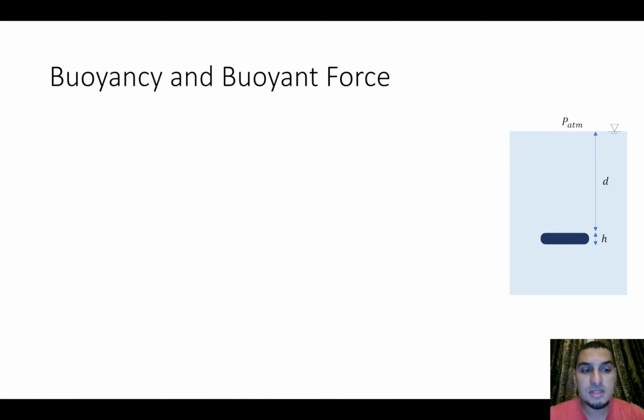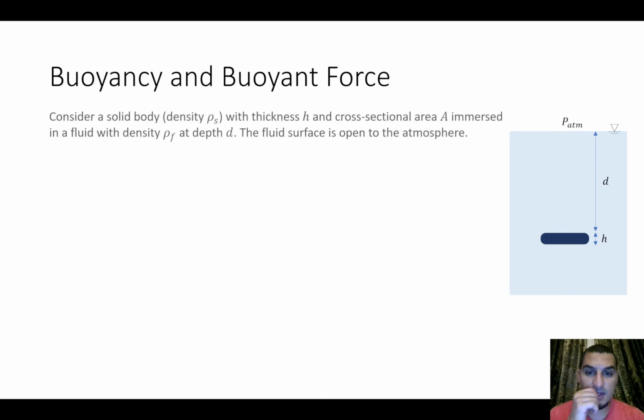But what we're going to discuss here is the scientific background of this: why buoyancy happens and how much force the buoyant force is, and we'll understand some more concepts about this. So first, let's start with a very simple example. We have a solid body that has density rho s and thickness h, and it's at depth d under the surface of a fluid, let's say water.